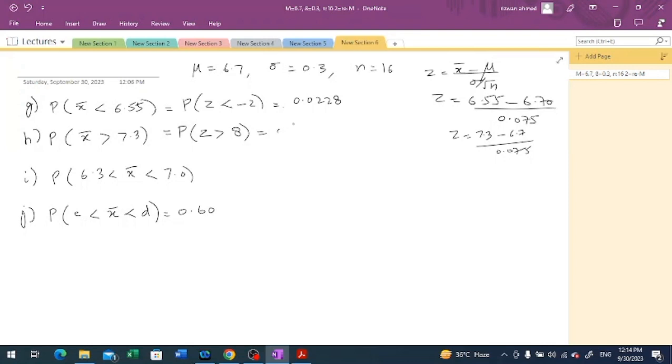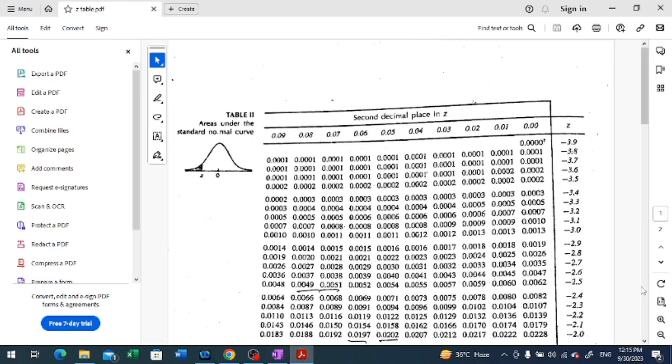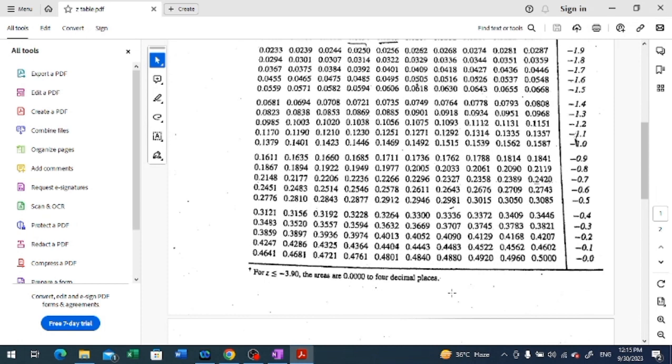And now let's consider, first of all, we need to know the way to answer this. This should be rewritten as 1 minus probability of z below 8. Now referring to the z table for such a large value of z, we need to read the statements provided at the end of each table.